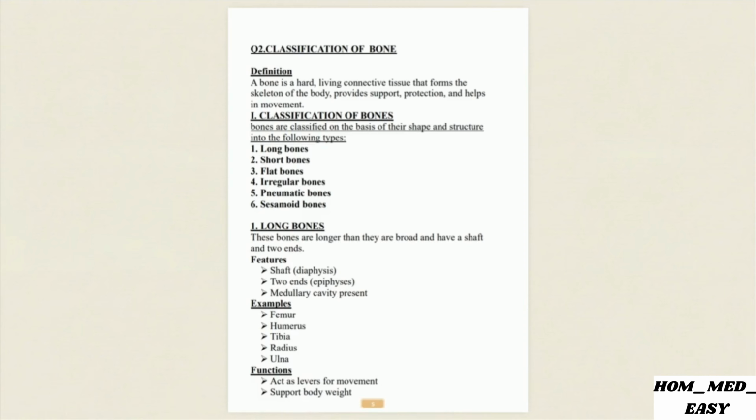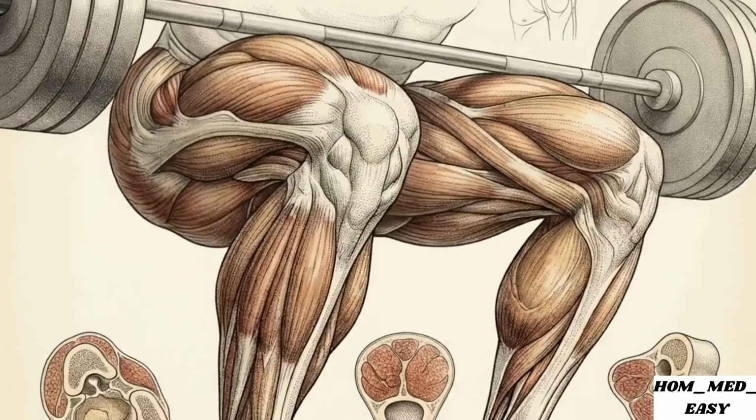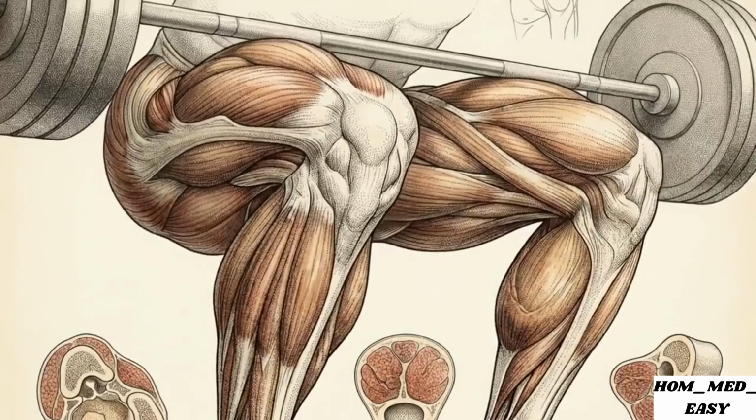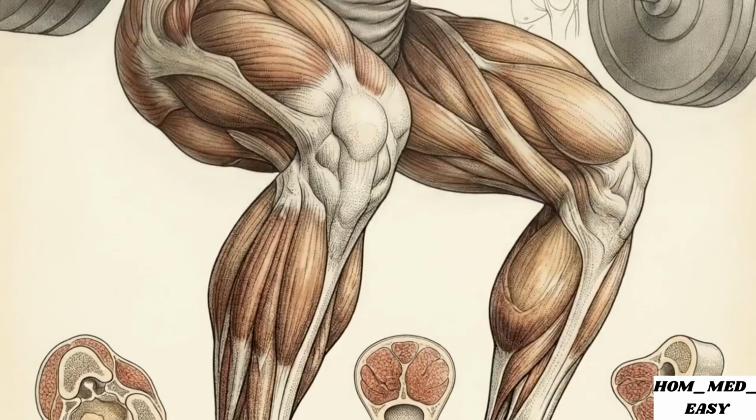This architecture is utilized in the limbs, including the femur, the humerus, the tibia, and the radius and ulna of the forearm. By combining a rigid shaft with articulating ends, these bones operate as levers for movement and as architectural columns that support body weight.